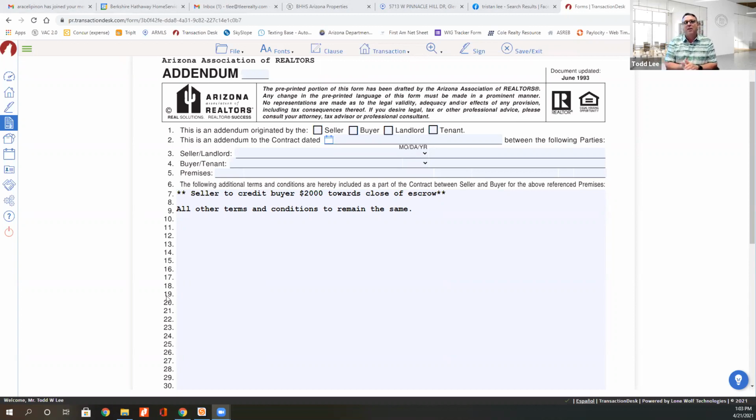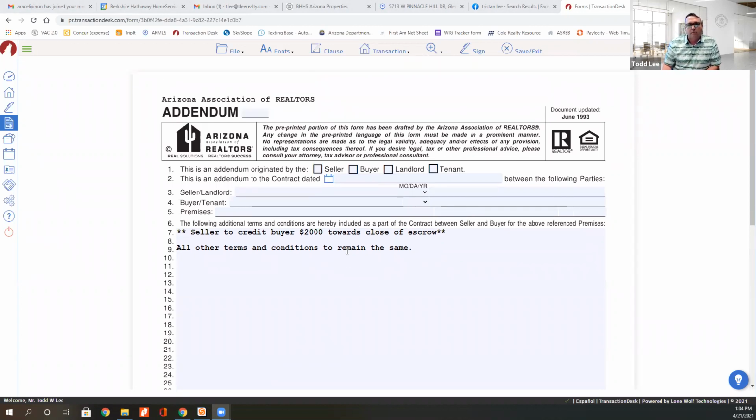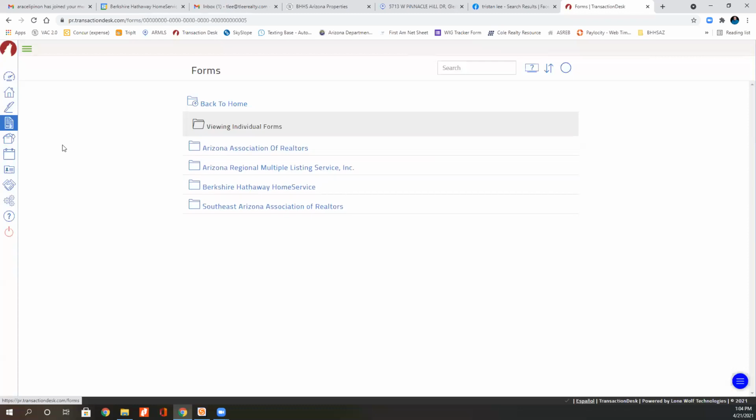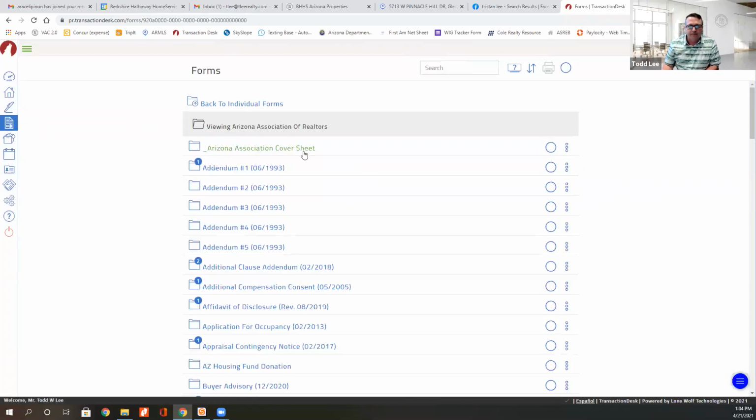Okay, good. All right, so that is basically all I wanted to cover on just the plain addendum, just how to quickly put your stuff in there and how you want to address it. Patty, is there anything that you would like to add on how to do an addendum? Nope, that's exactly what I do. Okay, good. So nice and easy, and we're just going to exit. We're going to go back out to forms.